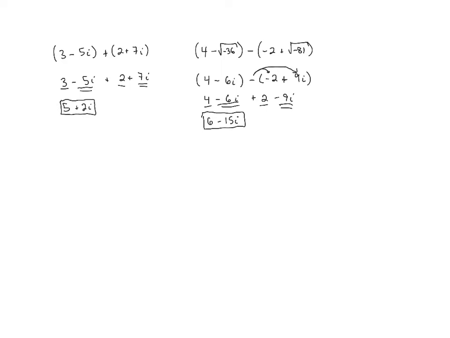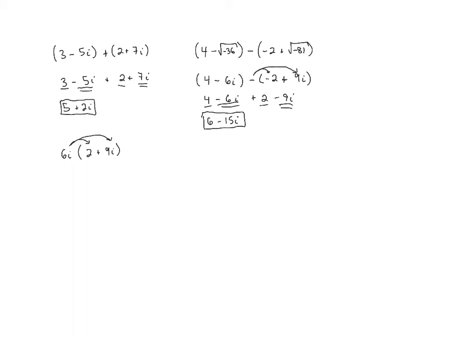Now, multiplying complex numbers ends up being a little bit more intricate. Let's look at some examples. Let's look at 6i times (2 + 9i). Now here, your intuition might be telling you that we need to distribute that 6i, and in this case, you're absolutely correct.